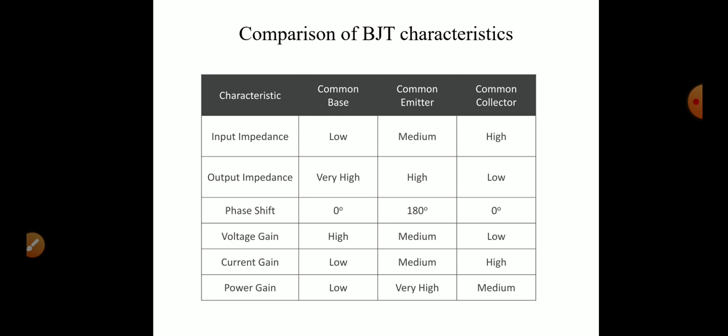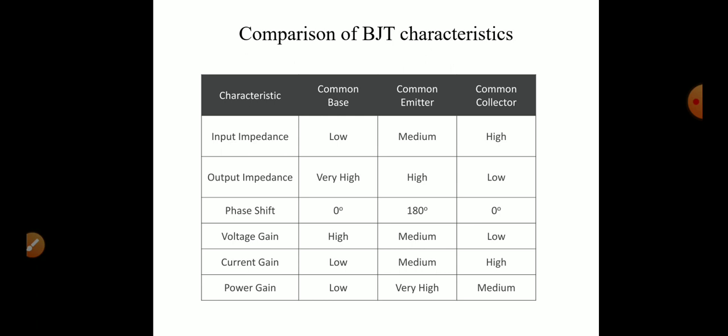Next parameter is the voltage gain. Voltage gain is high for common base and medium for common emitter and low for common collector configuration. The next parameter is current gain. Current gain is low for common base and medium for common emitter and high for common collector configuration. Next one is power gain. Power gain is low for common base and very high for common emitter and medium for common collector configuration.